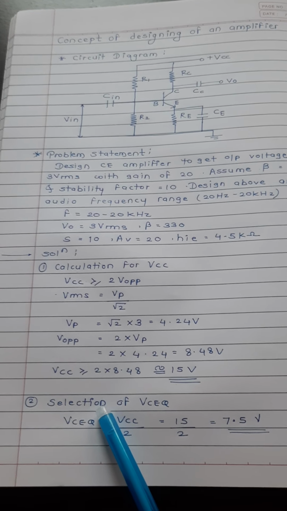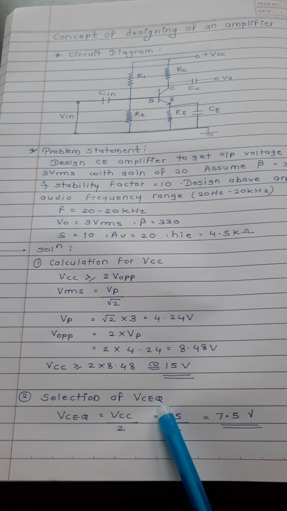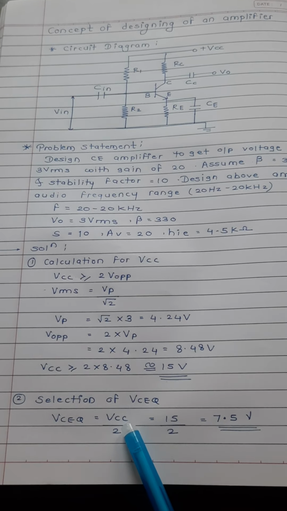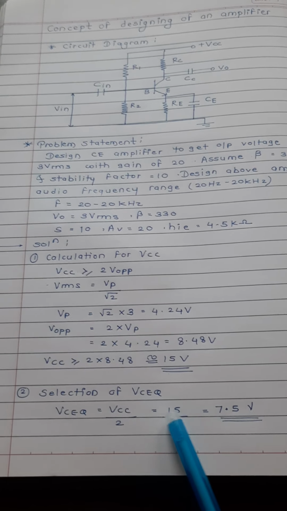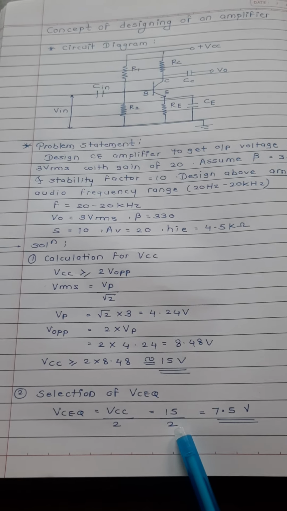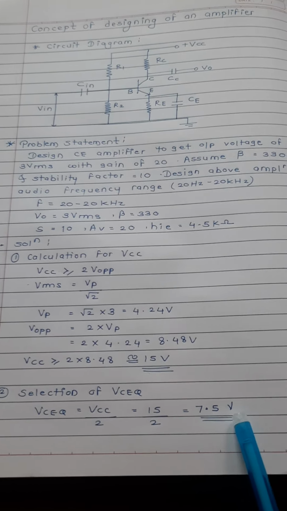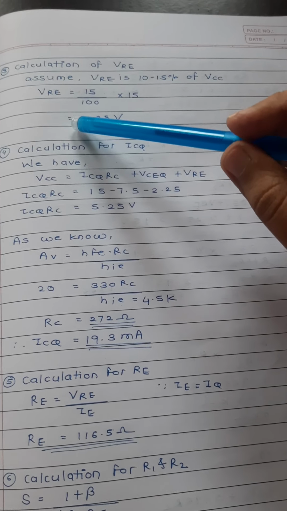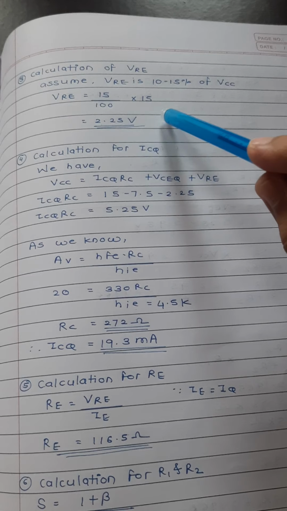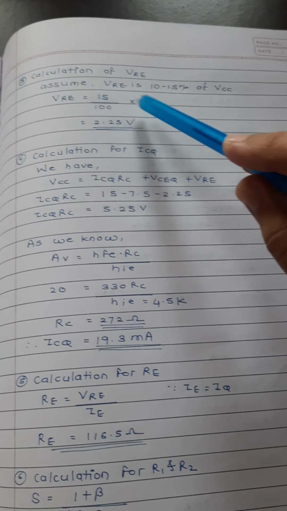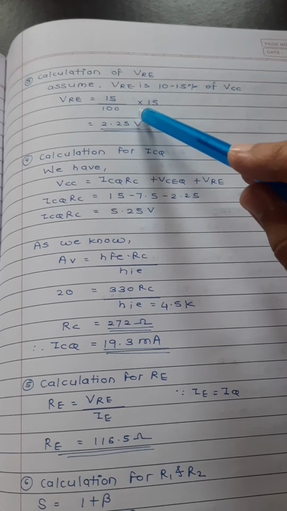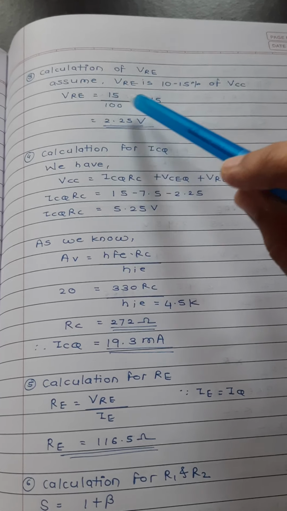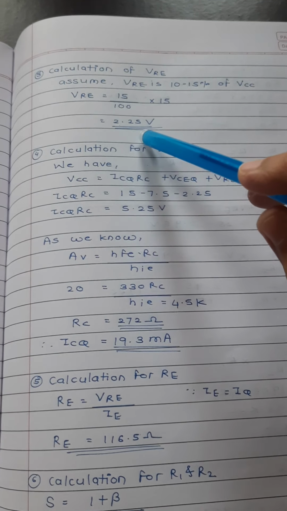Coming to the next parameter, the selection of VCEQ. For calculating VCEQ, we have the formula VCC upon 2. VCC is 15, so 15 by 2 gives VCEQ as 7.5 volt. Coming to the third parameter, VRE. For VRE, we can assume 10 to 15 percent of VCC, which means 10 to 15 percent of 15 volt. So 15 upon 100 into 15 is the value of VRE, which is 2.25 volt.